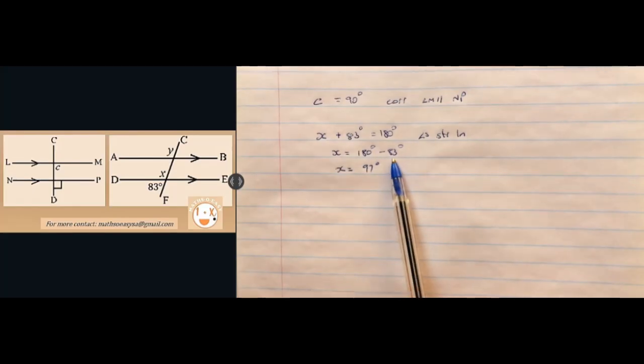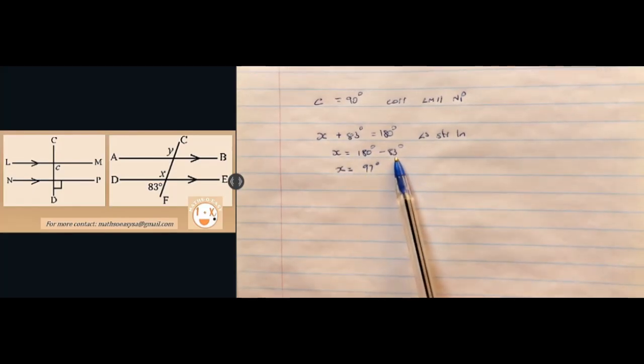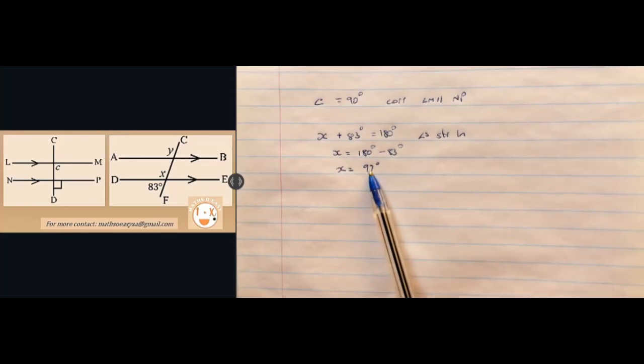If this was 80, you were going to write 100 there. But they've taken 3 from the 100, so it means you're left with 97. Let me make you sharp like that. Easy peasy.